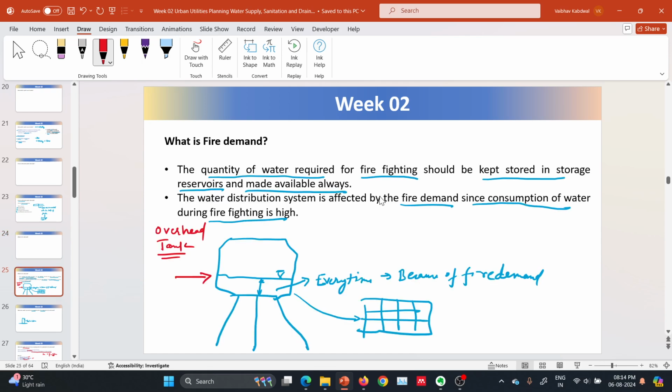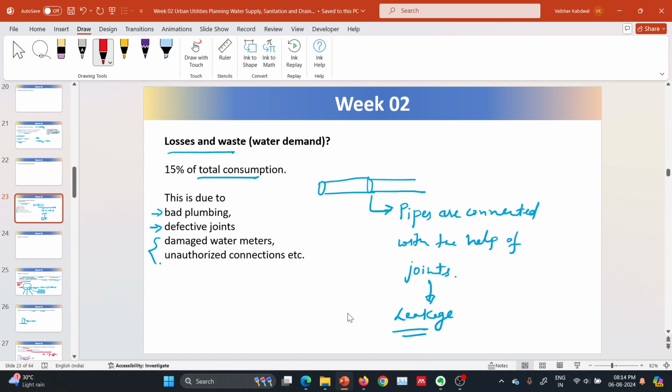So now we also studied about fire demand. To incorporate the water demand due to fire, incorporate the water required for storing in the reservoir in case a fire breaks out. So in the reservoir some water should be stored so that when fire breaks out we can supply in emergency situation. So this is the fire demand.